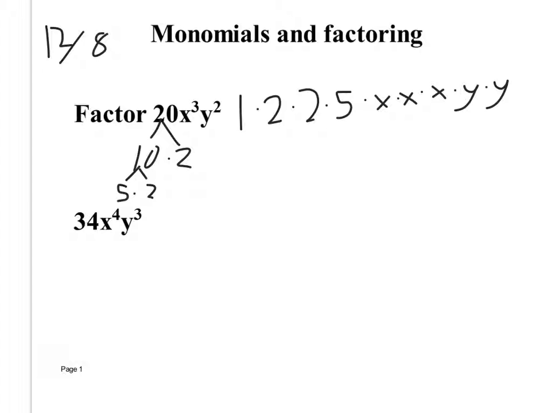Let's do 34 x to the 4th y to the 3rd. 34, the only two things you can break it into is 2 and 17. X to the 4th would just be 4 x's. And y cubed would be 3 y's. And that's all you do for that.